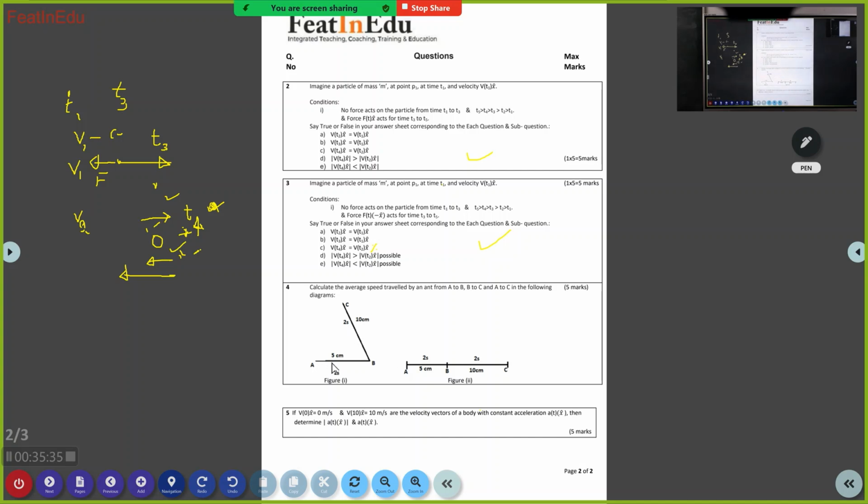Now from A to C, that means it has traveled like this. So what is the total distance? 5 plus 10, 15. What is the total time? 2 plus 2, 4. So 15 by 4. So you see your process.